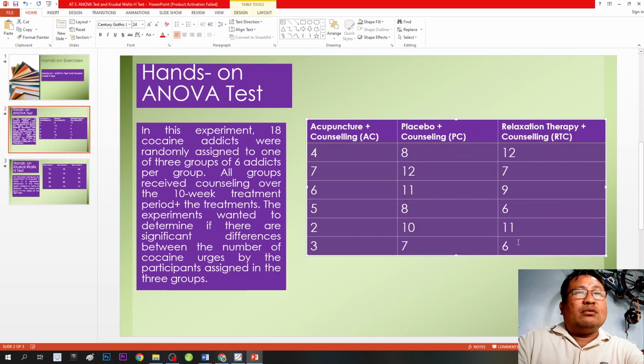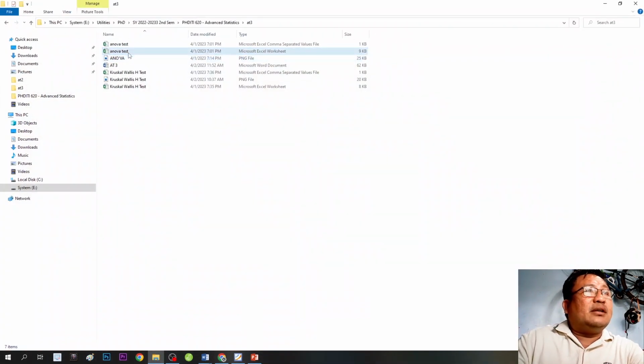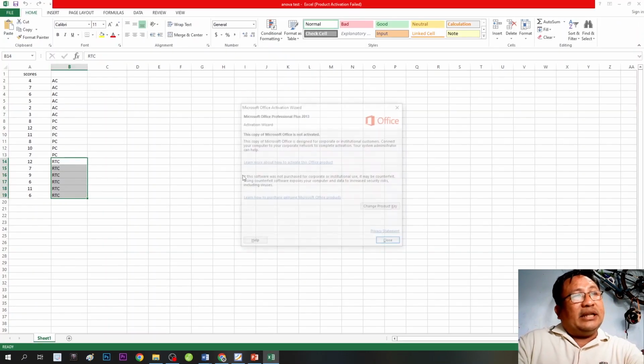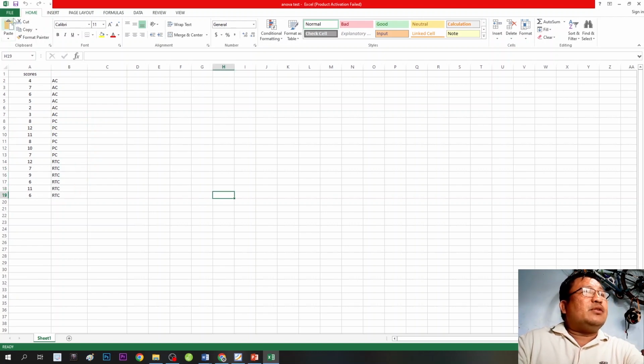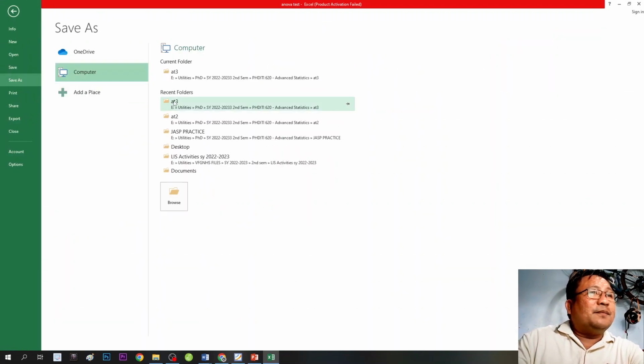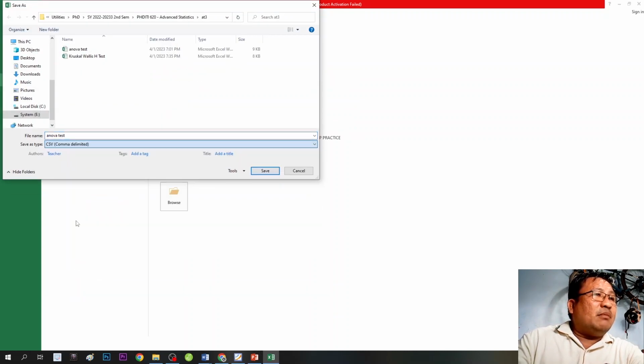So we're going to encode the data to Microsoft Excel. Actually, I have already encoded the data to Microsoft Excel. And here are the columns for the scores, and this is for the treatment. You can see that there are AC 6, PC 6 also, and RTC is 6. Now we're going to save it as a CSV file, comma delimited, and we name it ANOVA test.